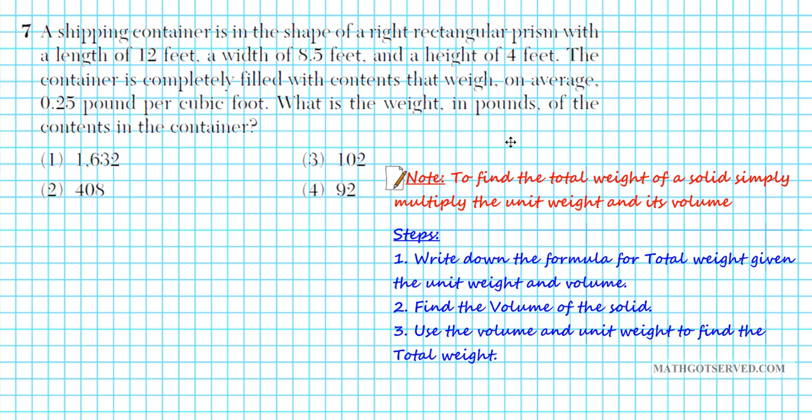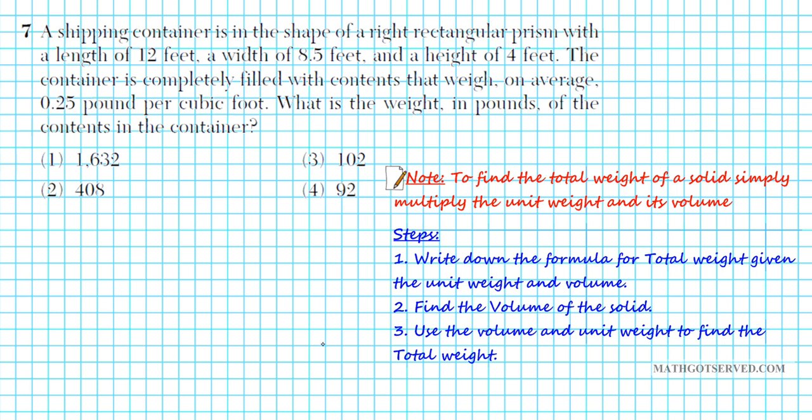Now, one thing you want to note in problems like this is that to find the total weight of a solid, you simply multiply the unit weight by its volume. So in this problem, these are the steps we're going to follow. First of all, we're going to write down the formula we just talked about that relates total weight as being equal to the unit weight times volume. We're going to find the volume of the solid since we do not know what that is. And then we're going to use that result and the unit weight which is provided to find the actual weight of the shipping container.